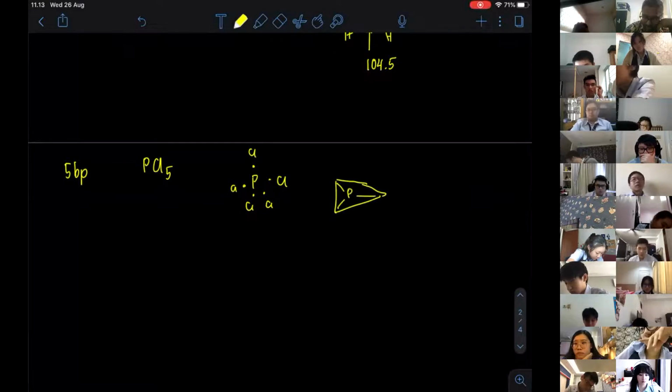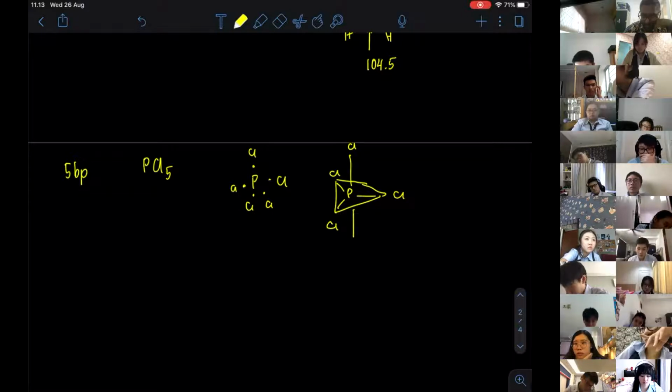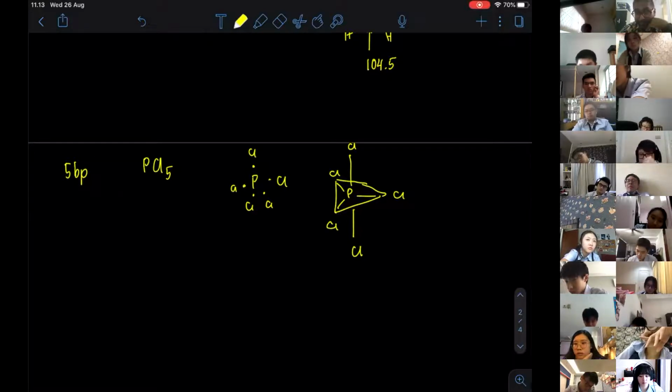P, Cl, Cl, Cl. Okay. And one of the Cl is on top of the triangle. Another Cl is at the bottom of the triangle. It means that there are 2 bond angles.